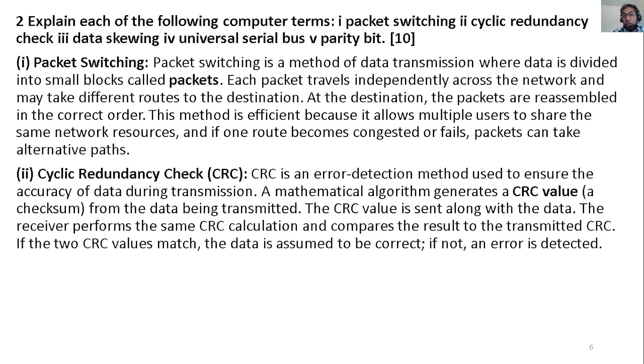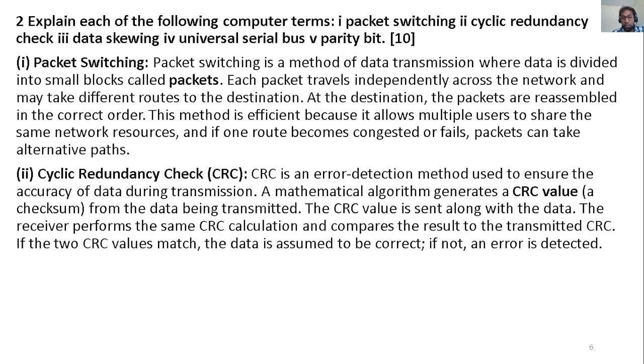Explain each of the following computer terms: packet switching, cyclic redundancy check (CRC), data skewing, universal serial bus and parity bit. We have studied these in the starting lectures, so let's do packet switching first. It is a method of data transmission. Data is divided into blocks, or you can say packets. Each packet travels independently across the network through different routes. At the destination, the packets are reassembled. This method is efficient because it allows multiple users to share the same network resources. And if one route becomes congested or fails, packets can take an alternative path.